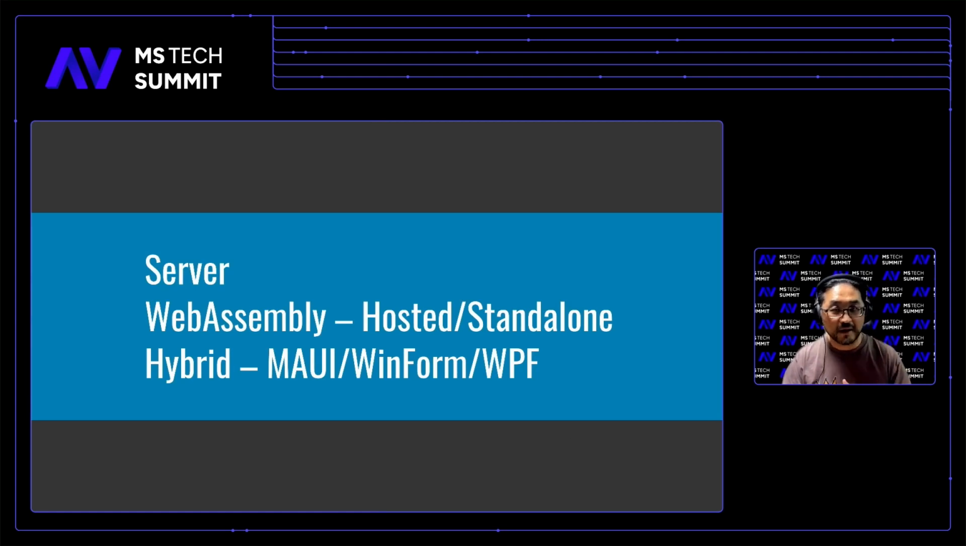Roughly, there are 3 actually. One is Blazor Server, the second one is WebAssembly, and the third one is Blazor Hybrid. But within the WebAssembly model, we have two distinctive models, which is hosted WebAssembly and standalone WebAssembly. And for the third one, Blazor Hybrid, we can choose MAUI, WinForm, or WPF.